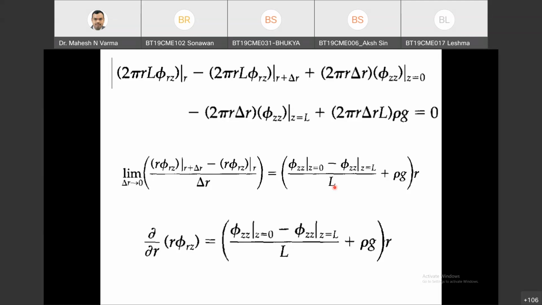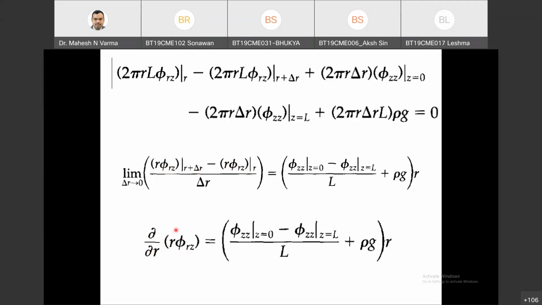Okay, rearranging this equation and using the definition of differentiation. What is this? Delta R tends to 0. Property at R plus delta R minus property at R. Any property, this can be any property. F at R plus delta R minus F at R divided by delta R, and delta R tends to 0. That is the definition of differentiation, d by dr of R into phi R.